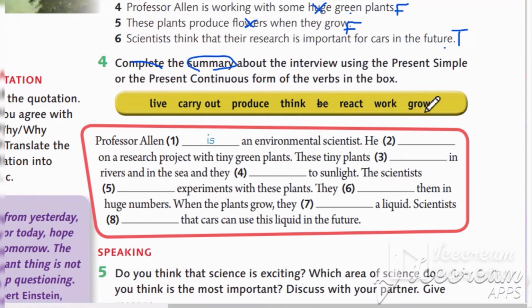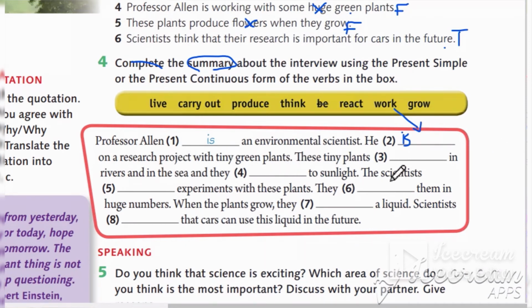Okay, now Professor Alan is an environmental scientist. Excellent. Is he working or works on a research project with tiny green plants? He is working, because now we have the present continuous. So he is working. We put work in the blank, it becomes is, and we add ing to work, so it becomes working. Okay.